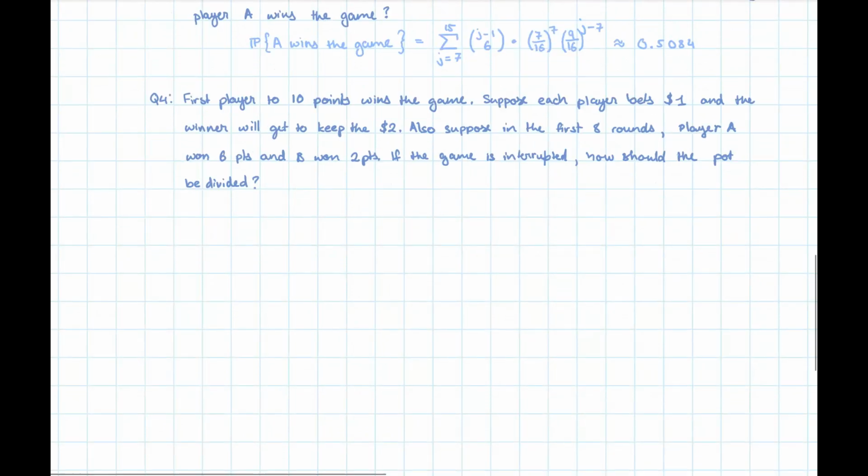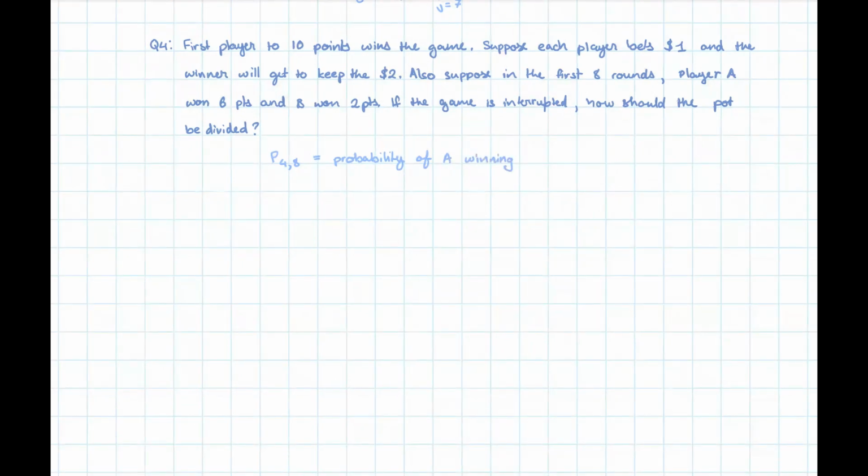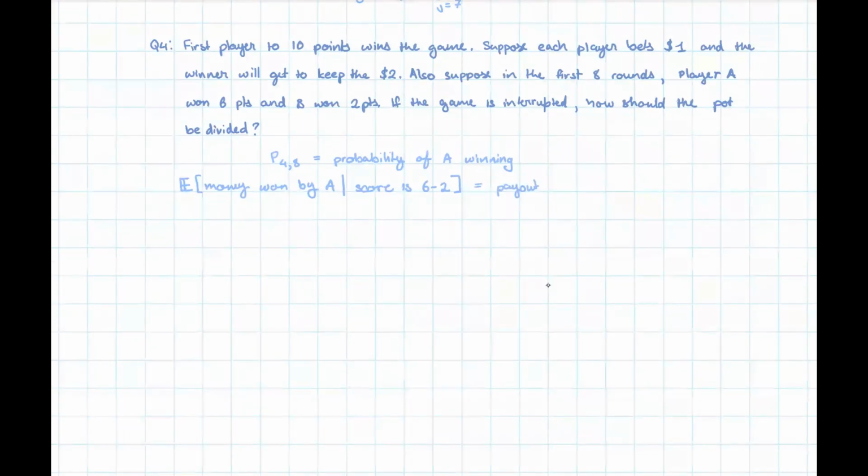of winning the game? To answer this question, let P sub 4,8 denote the probability that player A wins, if they need 4 more points and player B needs 8 more points. Then player A's share of the pot is the expectation of the money won by player A, given that the current score is 6-2. This expectation is the sum of the scenario where player A wins and the scenario where player A doesn't win.